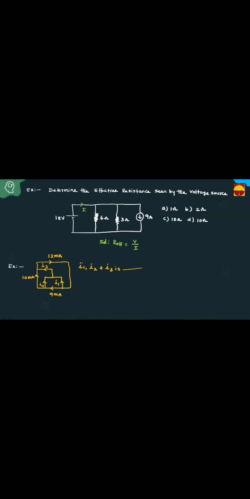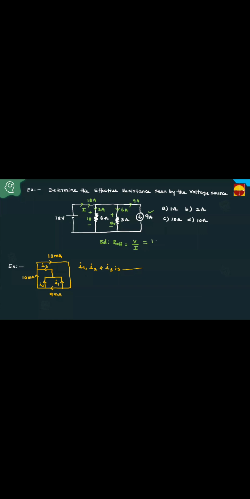Then how to calculate the current from the source? Come on, this is very simple. These two are parallel branches now. What is the voltage across this branch? 18 volts. The voltage across this branch is also 18 volts. 18 by 6 is 3 amperes. 18 by 3 is 6 amperes. This is how much? 9 amperes, already given. Then the total entering current equals the sum of the leaving currents: 3 plus 6 is 9, 9 plus 9 is 18.